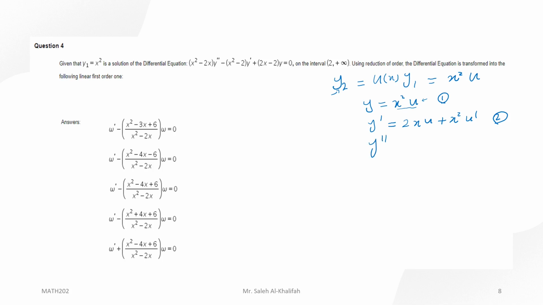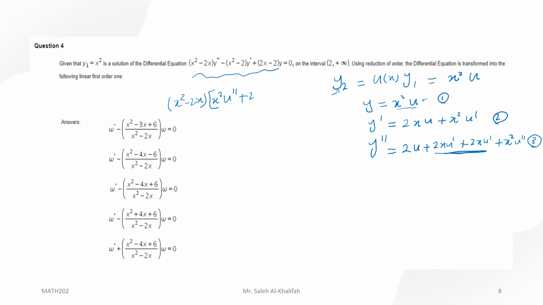طيب إذا then differentiate again, it will be 2u plus 2xu prime plus 2xu prime plus x squared u double prime. This is the third equation. Then now with this equation and this differential equation, we solve. Remember that we must cancel u. So we have x squared minus 2x ضرب y double prime, which is x squared ضرب u double prime plus 2.